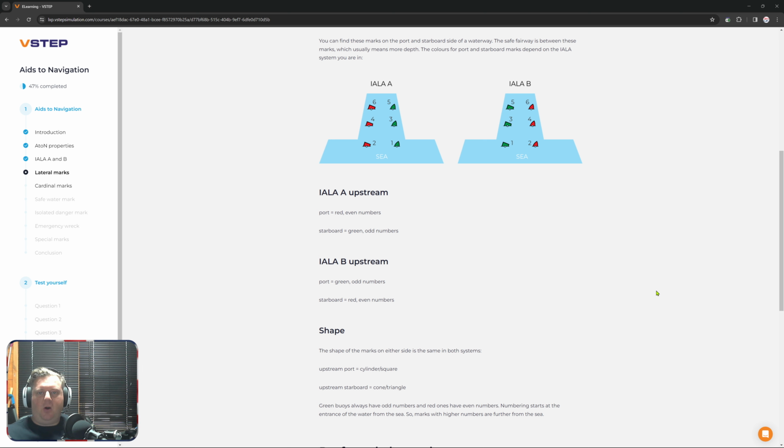You can find these marks on the port and starboard side of a waterway. The safe fairway is between these marks, which usually means more depth. The colours for port and starboard marks depend on the IALA system you are in. How flipping ridiculous is that? So they're basically the opposite.